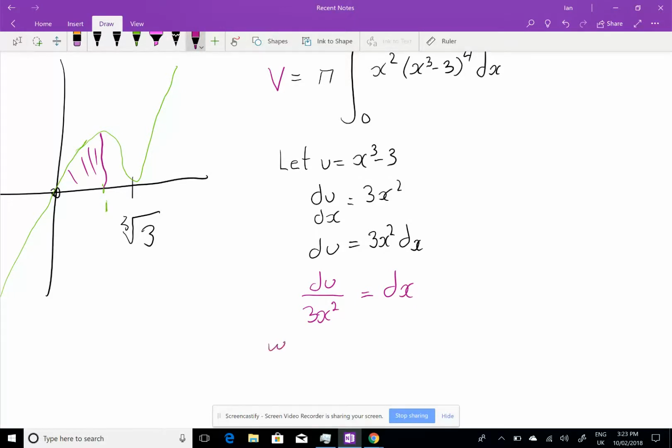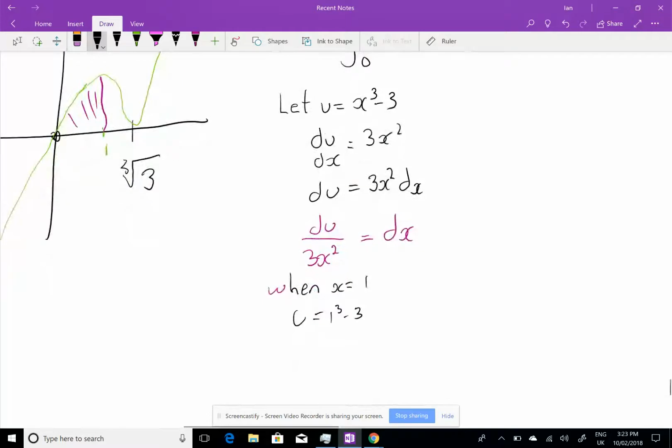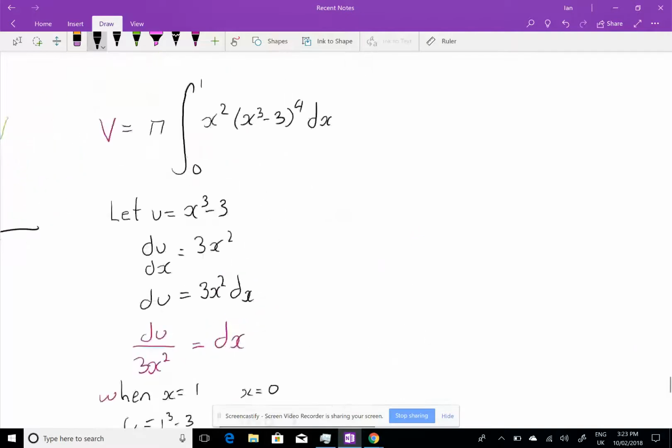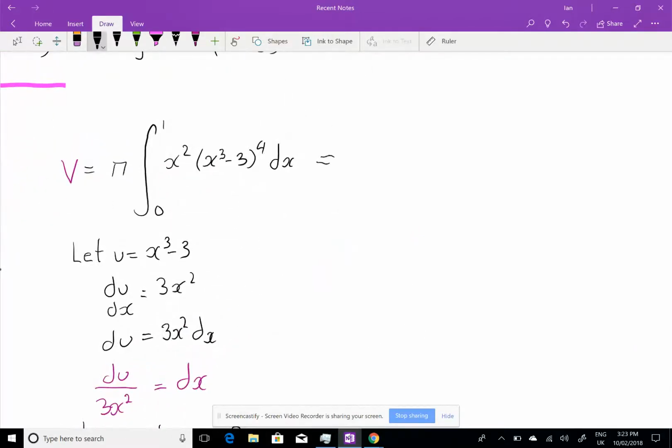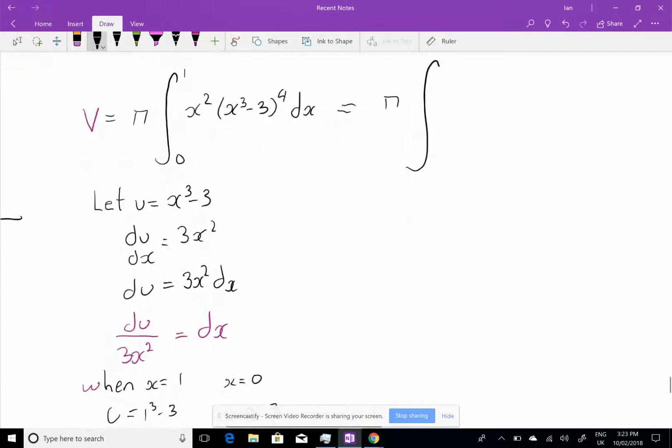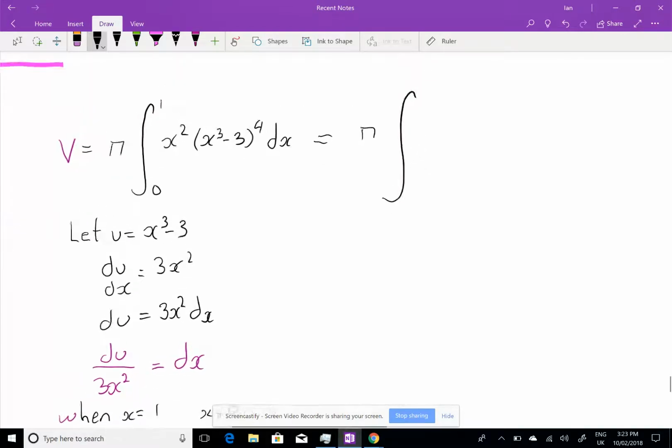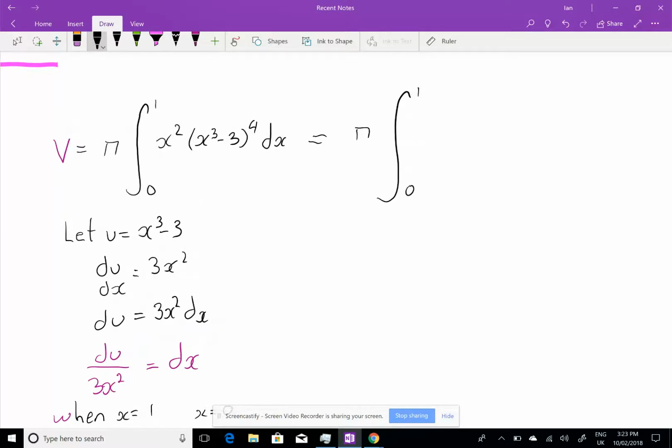So when x equals 1, u equals 1 cubed minus 3, which equals negative 2. And when x equals 0, we get u equals 0 minus 3, which is minus 3. So over here, I get pi outside. I'm going to do this all in one go. Oh no, I won't. I'll keep it 1 and 0 in case you're having trouble.